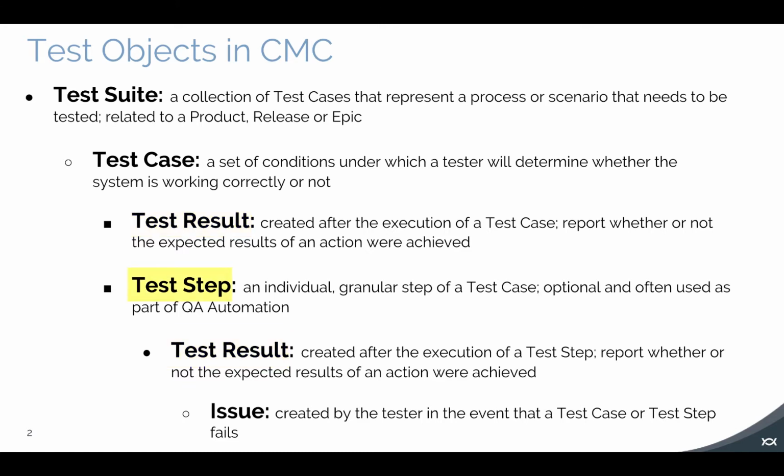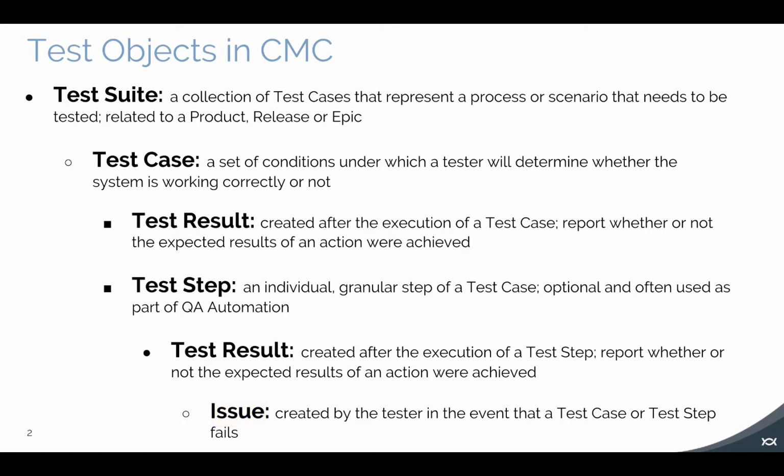A test step is an individual granular step of a test case. Test steps are optional and often used as part of QA automation, where CMC invokes an automated system to execute each test step. In the event that a test case or a test step fails, the tester will create an issue. Issues document bugs or unexpected results of a particular action. Once the problem is resolved, the test case or test step can be run again and achieve a pass result.